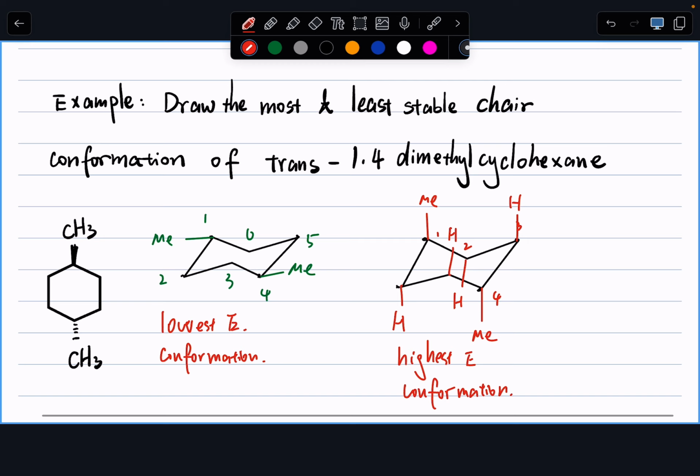And then my methyl group can be in the axial position. So this one will be lower in energy. Alternatively, if I put my isopropyl group on the axial position, 1, 2, 3, 4, and then I put my methyl group on the equatorial position, this will be higher in energy.